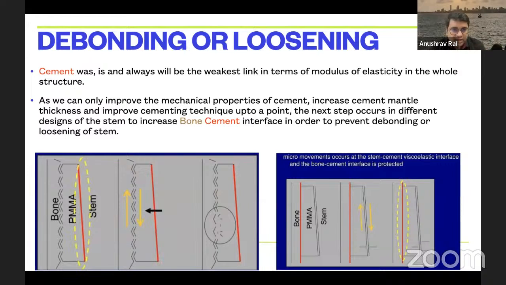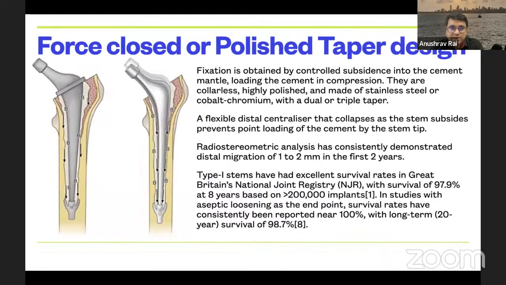In the type 2 implant, where there is good fixation between the stem and the cement, the debonding occurs at the bone and cement interface, as mentioned in the left-hand side diagram. But in the type 1, force closed, the micro movements occur at the stem-cement viscoelastic interface and the bone-cement interface is protected, hence leading to the longevity of the implant. So cement is and always will be the weakest link in terms of modulus of elasticity, hence the implant design matters a lot. So the type 1, force closed or polished taper design.